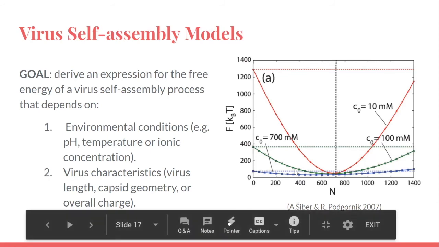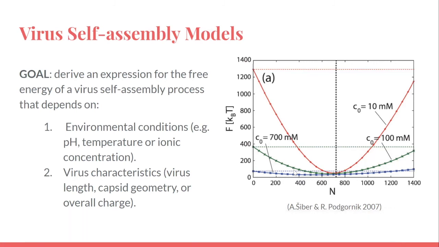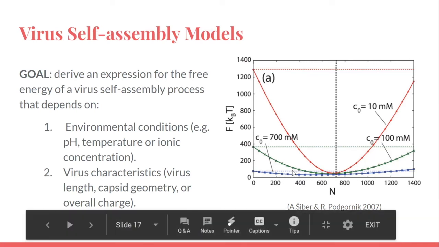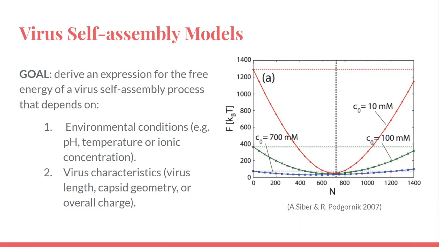These models provide a fundamental understanding of the underpinning physics that explains why certain environmental conditions promote virus self-assembly. And they can also explain why certain virus features, such as the capsid geometry or certain values for the genome length, are found more often in nature. So we will continue with the mechanical properties of viruses. And this will be the turn of Ewan.